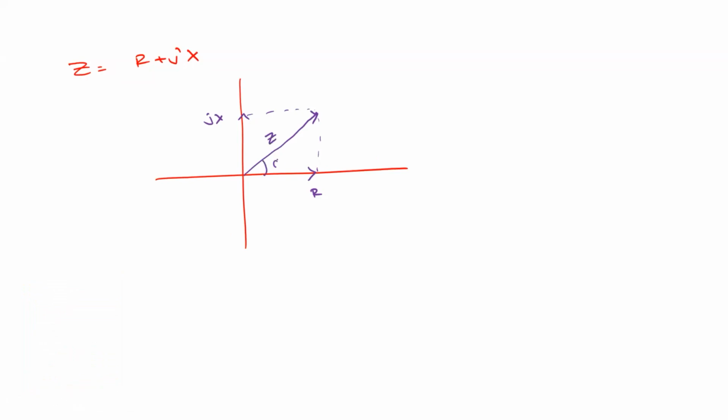This angle is theta, where theta is tan inverse X by R. Its magnitude Z is the square root of R square plus X square. So this forms a triangle, with R on one side, jX on the other, and Z as the resultant. This is known as the impedance triangle.